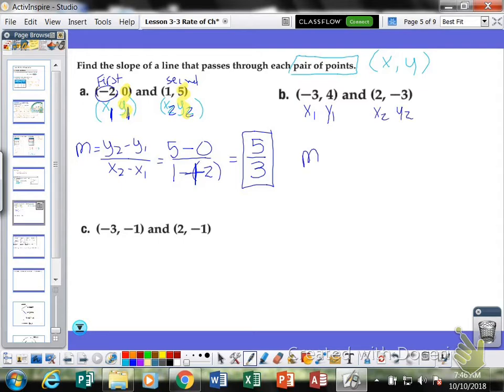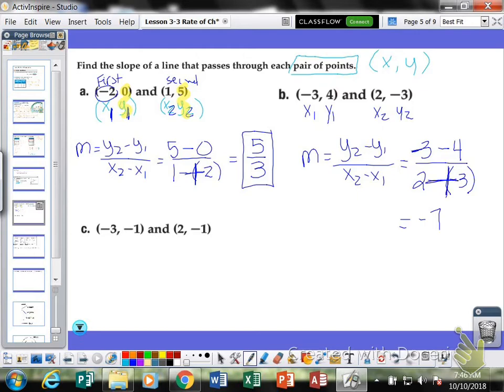All right, so the first thing I do in the next one is label x1, y1, x2, y2, and then I write my formula down. We always write our formula down, okay? And it'll be given to you so you don't have to memorize it. So substitute your y2, negative 3, minus my y1, 4, over my x2, 2, minus my x1, negative 3. So negative 3 minus 4 is negative 7. This 2 minus a negative becomes 2 plus 3, which is 5, and you leave it as negative 7/5. You don't change it.